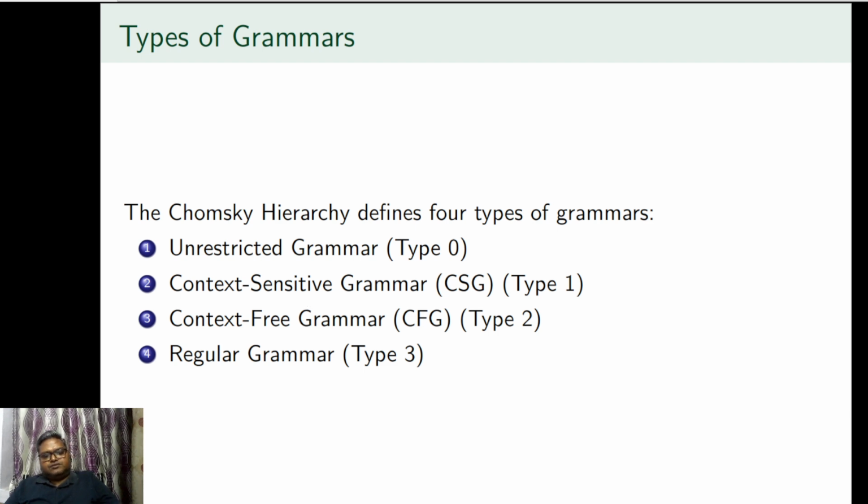Coming to the categorization of grammars, Noam Chomsky, the father of linguistics, has classified the grammars into four categories. Unrestricted grammar, that is known as type 0, context sensitive grammar, that is known as type 1 grammar, context free grammar, which is known as type 2 grammar, and regular grammar, which is type 3 grammar.